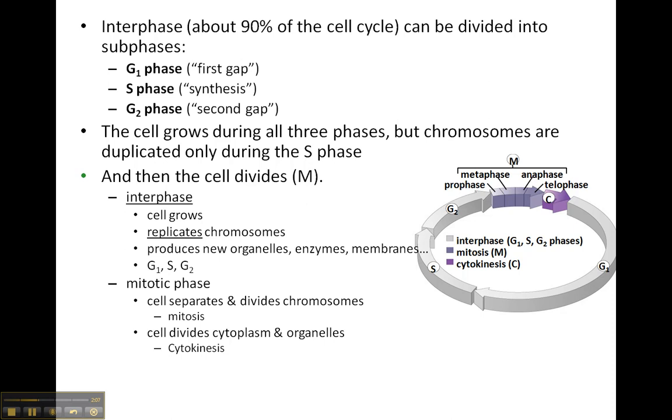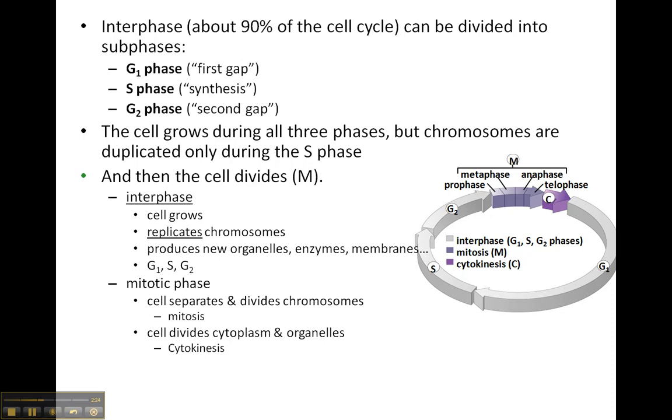So in interphase, you have the growth and the replication of chromosomes. When we say growth, we mean that new organelles are formed, new enzymes, new membranes, because if you think about it, if we are duplicating a cell, we need double the amount of everything we started with.